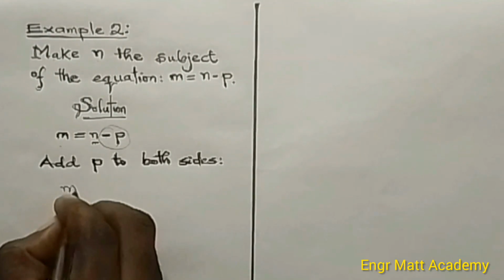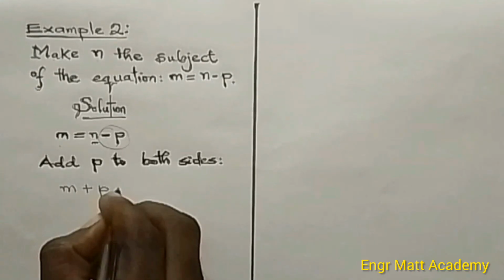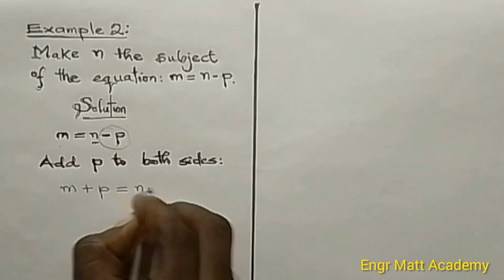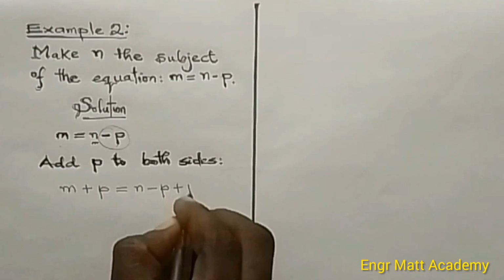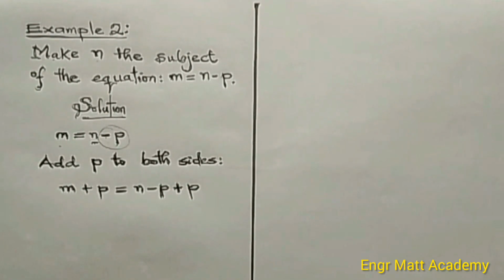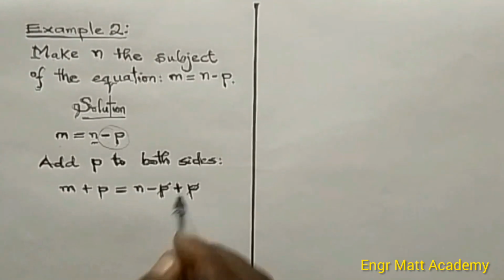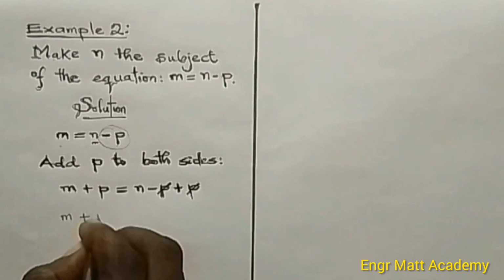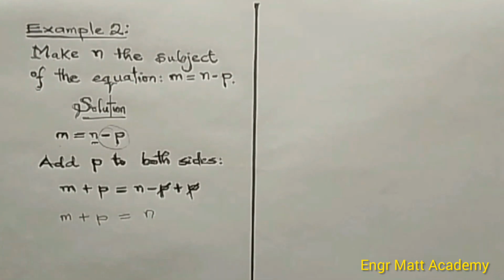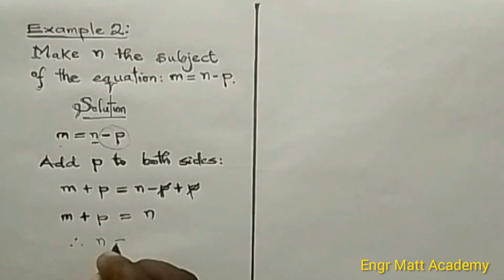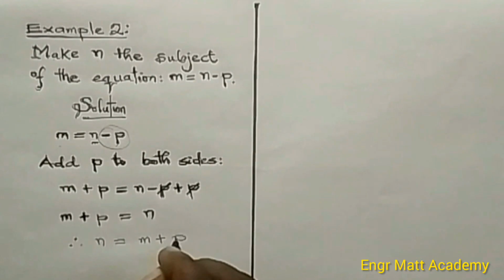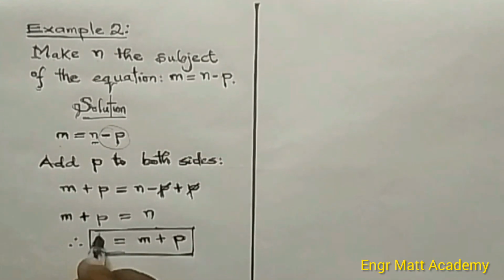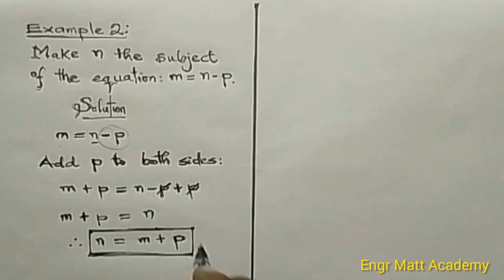That is M plus P will be equal to N minus P plus P. Just as in the previous example, minus P plus P will cancel out. This means we now have M plus P is equal to N. N is now standing alone. So we can say, therefore, N is equal to M plus P. Now the final answer is this, because N has become the subject of the formula.